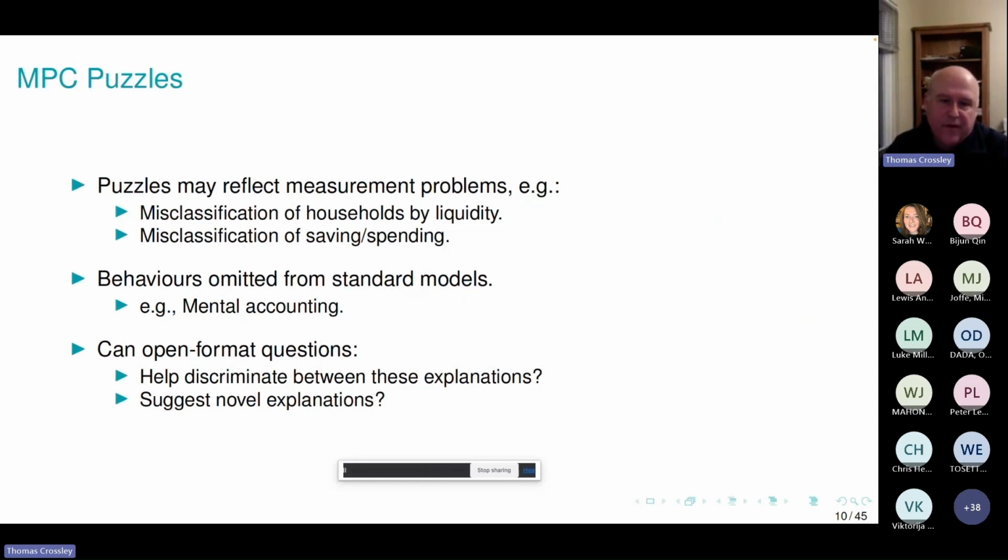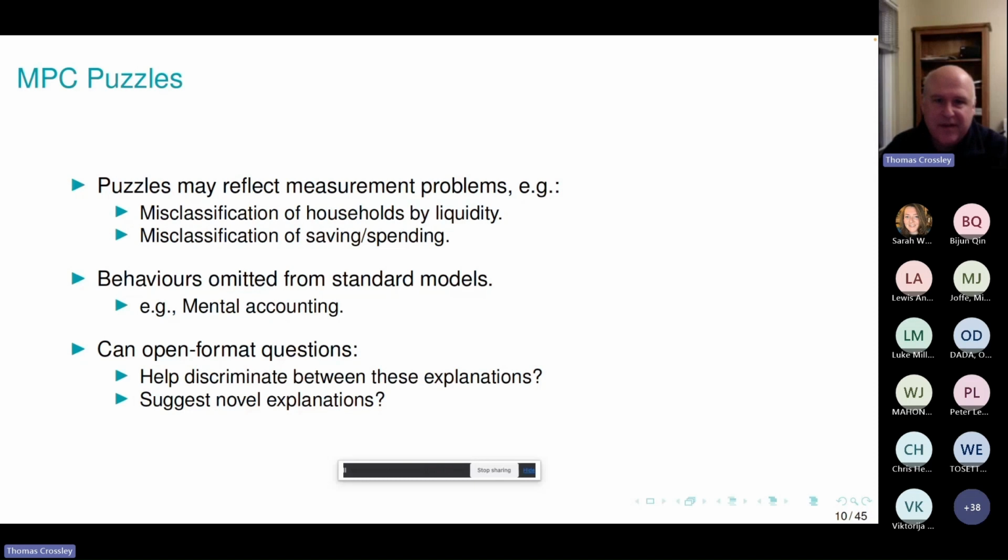I know from focus groups that I did years ago in the UK that households sometimes think of what an economist would think of as saving as spending. For example, households paying off a credit card. As an economist, I think of when you use your credit card, you're dissaving, and if you pay your credit card off, you're saving. But households would sometimes report paying off their credit card as spending. Okay, so those types of misclassifications could lead to high MPCs or spuriously high MPCs.